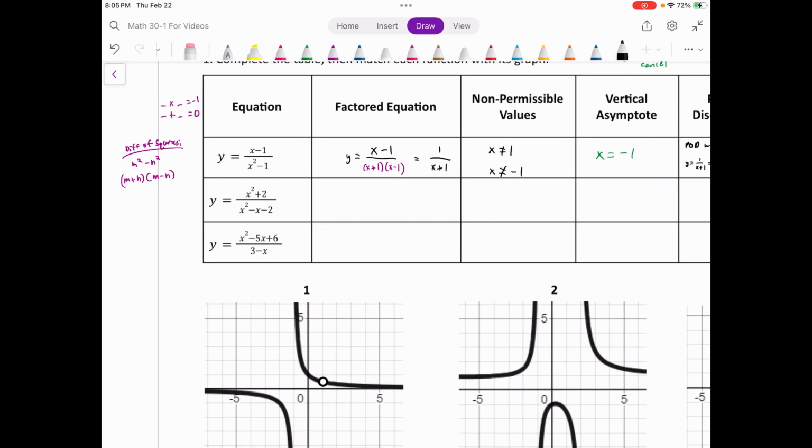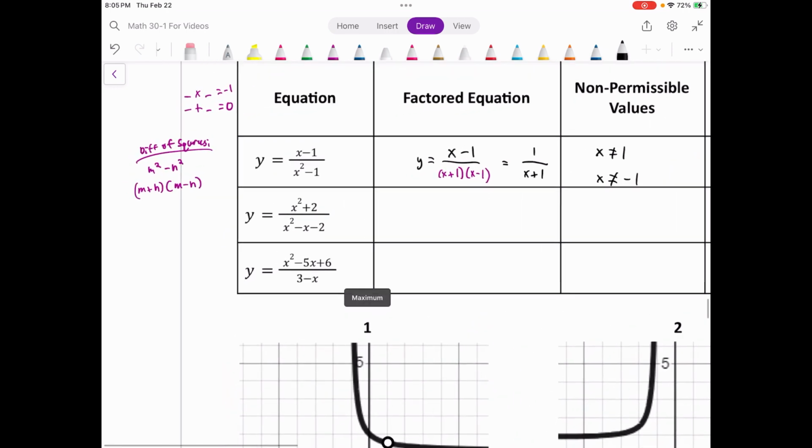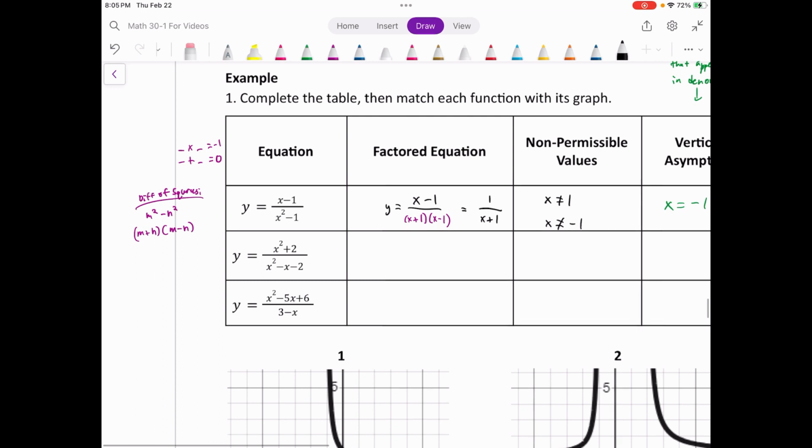Y equals x squared plus 2 over x squared minus x minus 2. Well, that numerator I don't think can actually be factored, right? This isn't a difference of squares. It's only got 2 terms. Nothing multiplies to 2 and adds to 0 is another way to think about that. Our denominator, though, certainly could be factored.